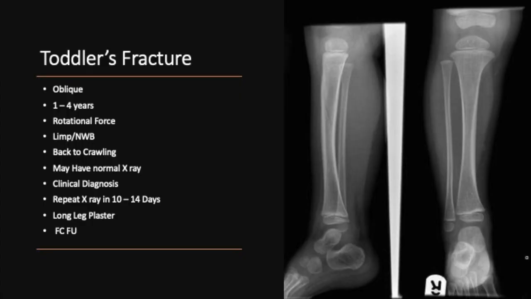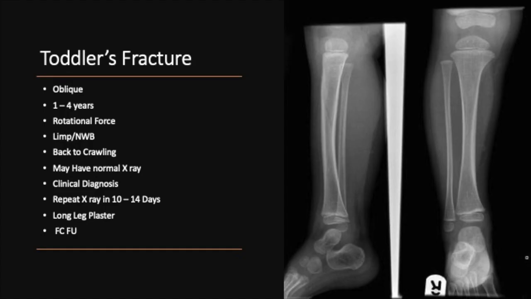Let's come to something which is one of my favorites called toddler's fracture. So this is quite commonly seen in the age group 1 to 4. A rotational force at the tibia causing a spiral fracture. The child may revert back to crawling. So he's learned how to walk and now he's started to crawl because he can't weight bear on that. When you do an X-ray, you will see a normal X-ray.